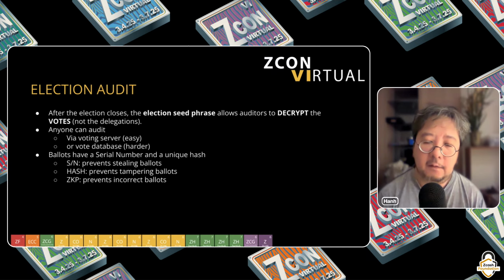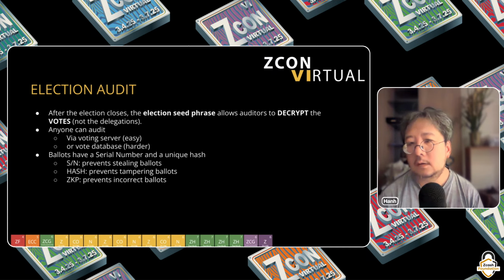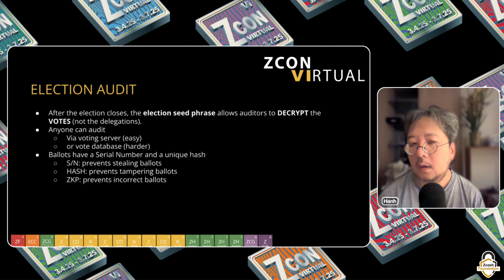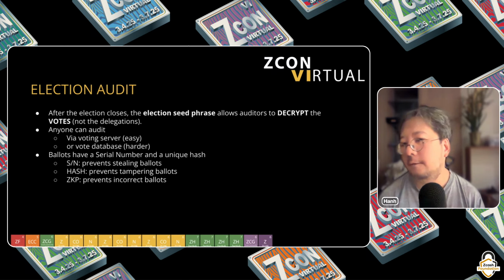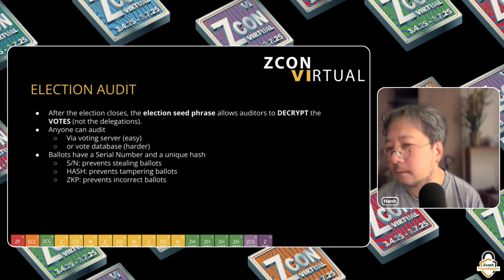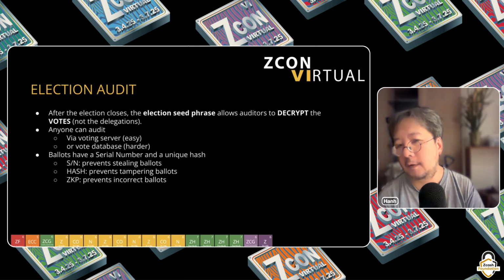It's better if the seed phrase is kept secret for the whole duration of the election. But even if it is disclosed, all you lose is the privacy of the outcome. You would be able to see the progress of the different candidates, but you really cannot decrypt the votes of the electors themselves. If you delegate A to B, then this is not going to be decryptable with the election seed phrase.